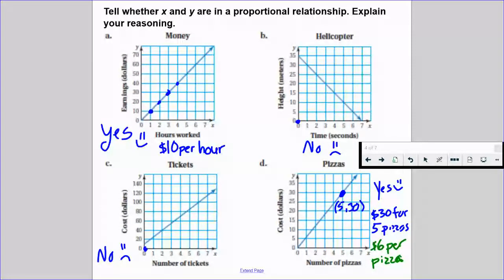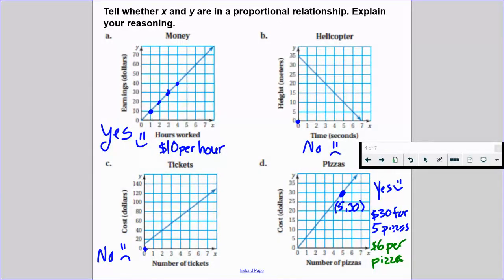And when we speak it, we normally say, "Oh, it's $6 per pizza." So that's how we're starting to analyze these graphs. Does it go through the origin? Is it linear? Is it a straight line? And if so, what is the relationship that we are able to form here?